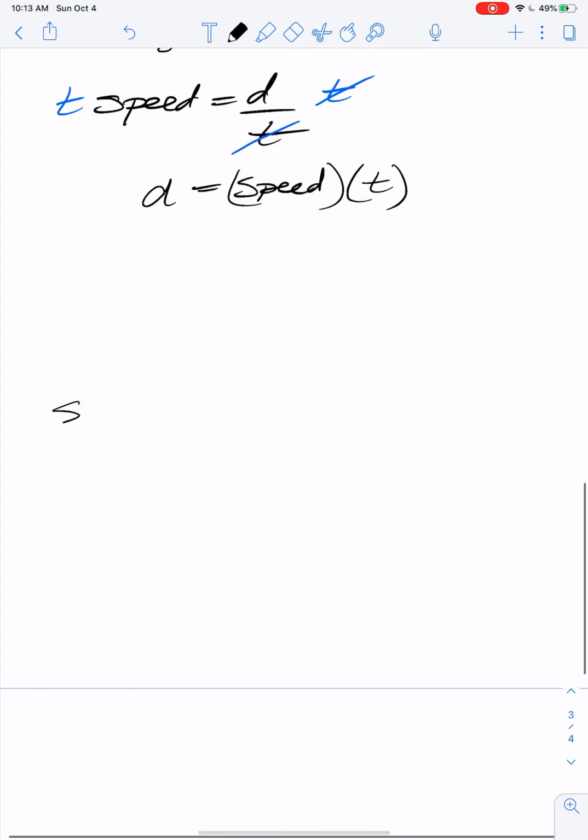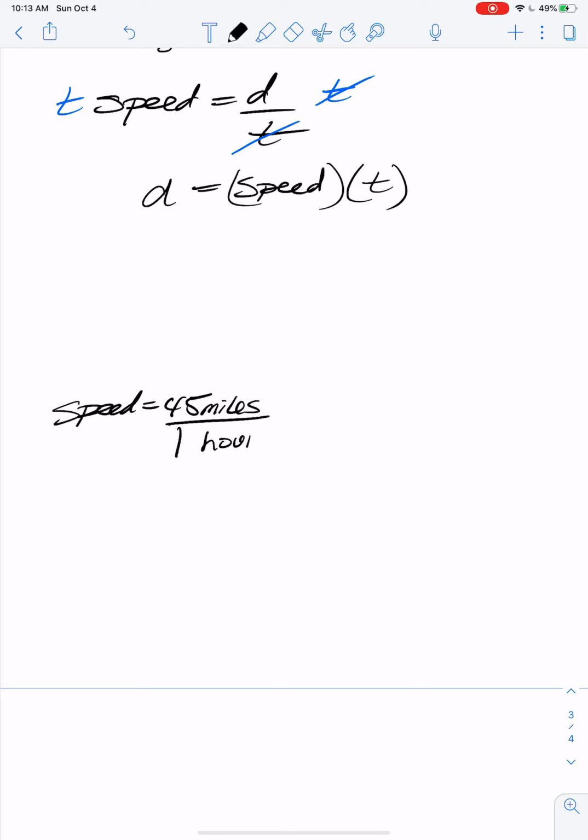Our speed is equal to 45 miles per 1 hour, right? And I'm going to now write that. Actually, I'll just do some dimensional analysis or conversion factors. It'll make it much easier rather than me showing you some different way. So I know that 1 hour is equal to 60 minutes.